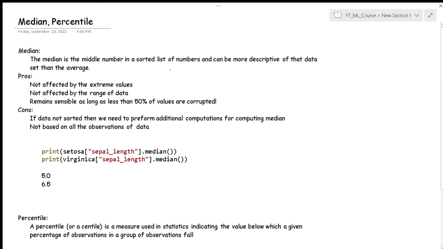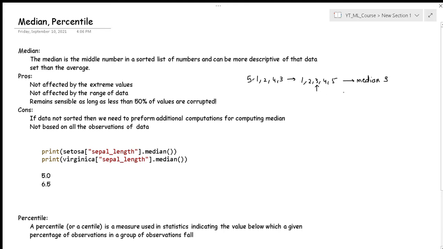So what is a median? Median is the middle number in a sorted list of numbers and can be more descriptive of the data set than the average. So what I mean, suppose I have the numbers 5, 1, 2, 4, 3. If I sort them, what will it look like? 1, 2, 3, 4, 5. Now what is the middle number? 3 is the middle number. So what is my median? My median is 3.